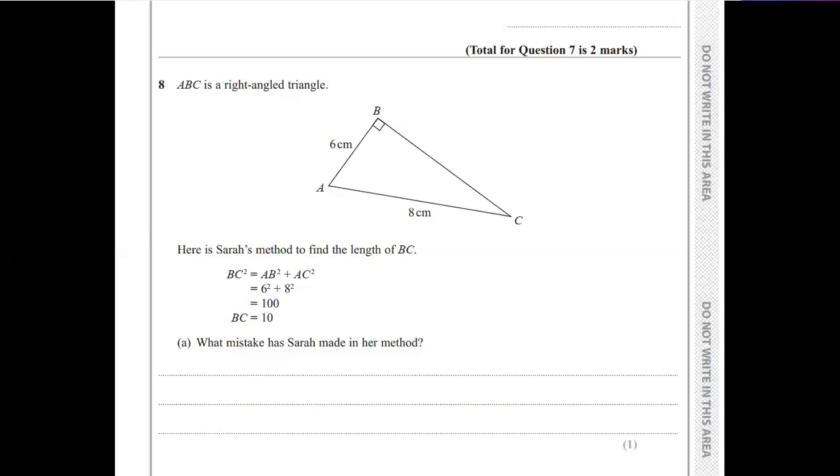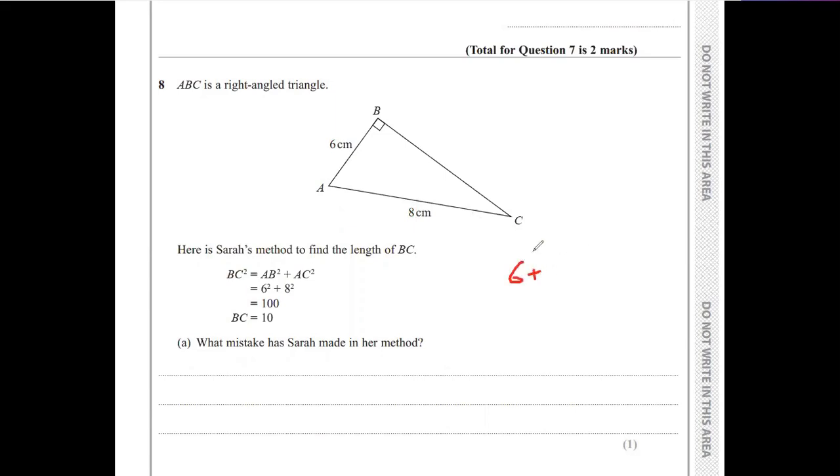Noman, can you help me with question number 8? It says ABC is a right angle triangle. One of the lengths is 6, one of the lengths is 8. And then it says, here is Sarah's method to find the length BC. BC squared is equal to 6 squared plus 8 squared, and then that's 10, and then BC is equal to 10. What do you think is the mistake? The mistake is that she thinks BC is the hypotenuse. But what side is the hypotenuse? AC is the hypotenuse.